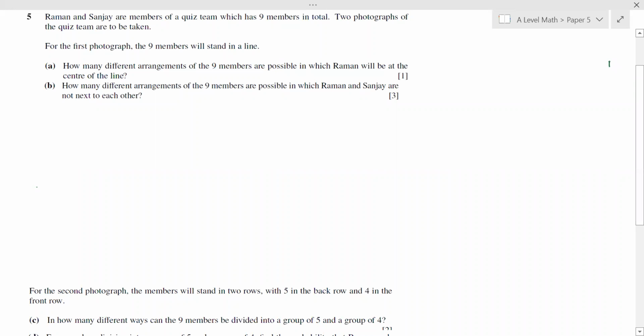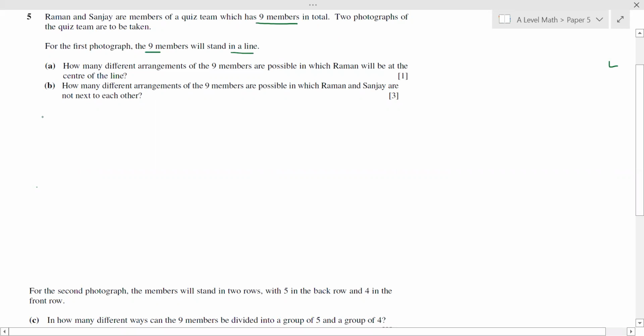Raman and Sanjay are members of a quiz team with 9 members in total. The quiz team is to take 2 photographs. For the first one, the 9 members will stand in a line, so that would be a straight line.